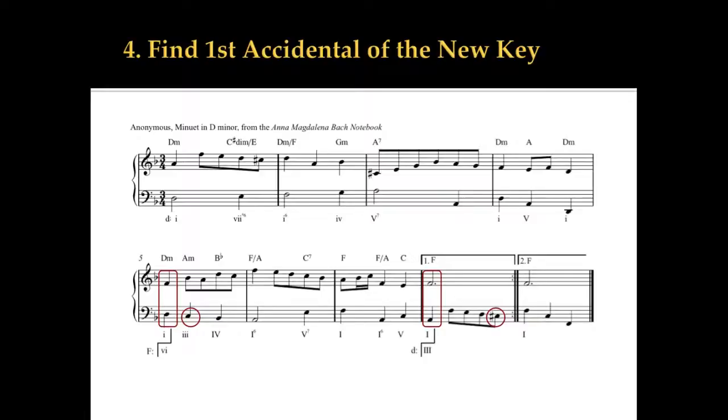Now, since this one has a first ending and goes back to the beginning, we have to get back to D minor somehow. Look for the first occurrence of a C sharp. That's in the first ending, the last part of the measure. So if you go to the first chord in the measure, that's an F major chord, and that's a 1 in the key of F and a major 3 in the key of D minor. Listen again to check your work.